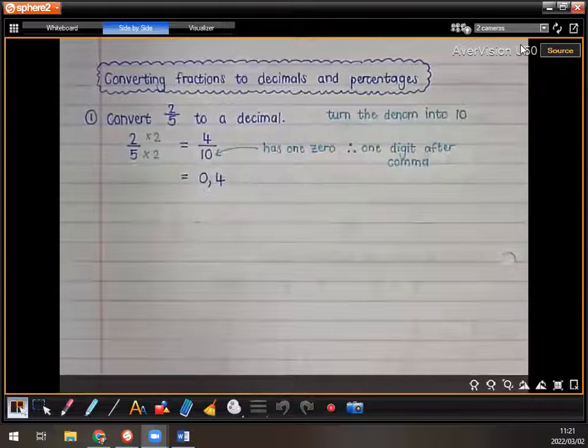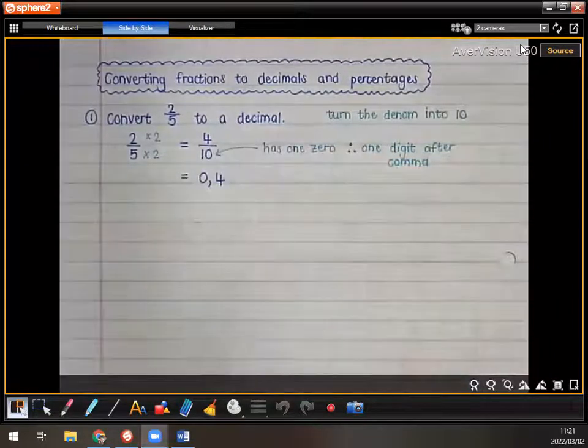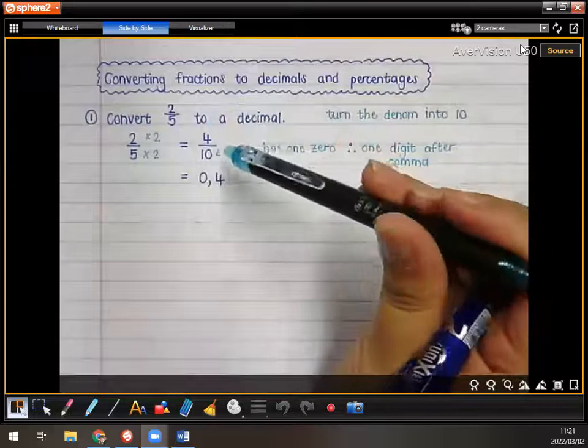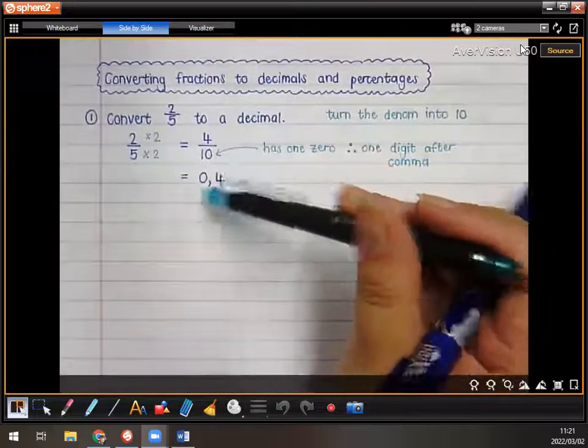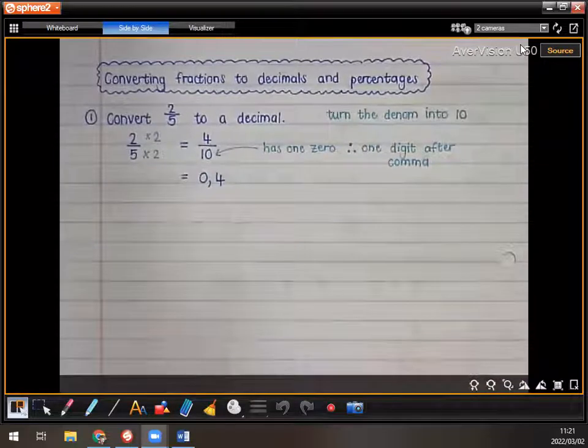Yes. So this is basically saying that this is 4 tenths. So if you divided 1 into 10 parts, this fraction is 4 of those parts. So that's what we're saying. We're then saying that it is 0, comma 4. Basically 4 parts of 1. Yes.